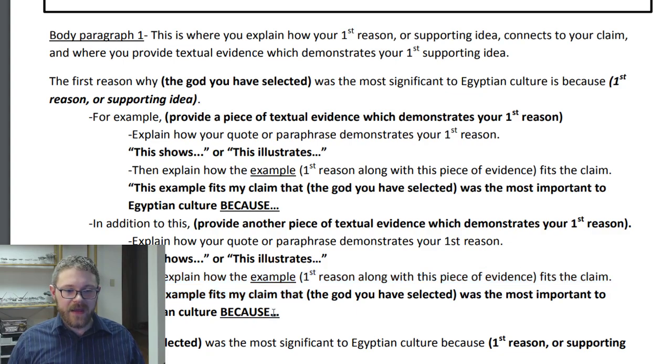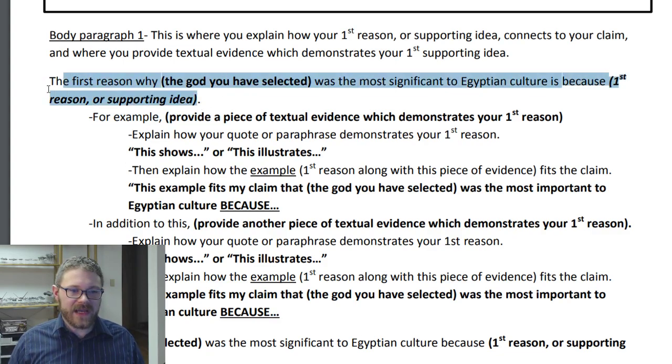All right. You're then going to have a conclusion sentence which wraps everything up. You're going to say the god you've selected, so Ra or whatever, was the most significant to ancient Egyptian culture because, and you're going to restate your first reason or your supporting idea. All right? So this is a total of 8 sentences, right? You restate your supporting idea and how it connects to your main idea.